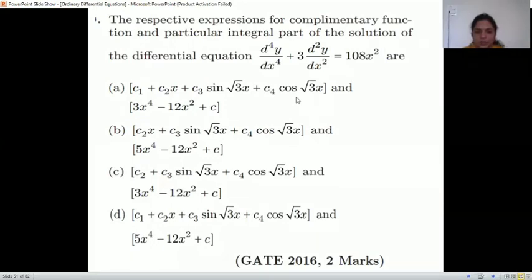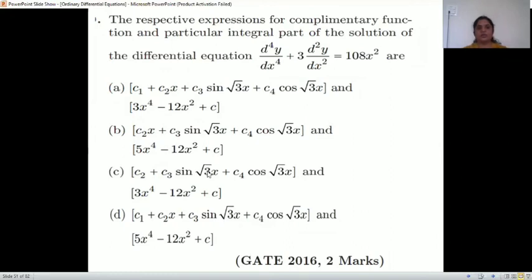0, 0 is repeating. So it is c1 plus c2x into e raised to 0x, right? So first part is c1 plus c2x. And then plus minus root 3i, c3 cos root 3x plus c4 sin root 3x. I can see in the first option, the same thing is there. In the second, c1 is not there, so this is not correct. Here also only c2 is given, c1 plus c2x is missing, so this is also not the option. But in the last option, there is the same term. So our answer can be A or D.